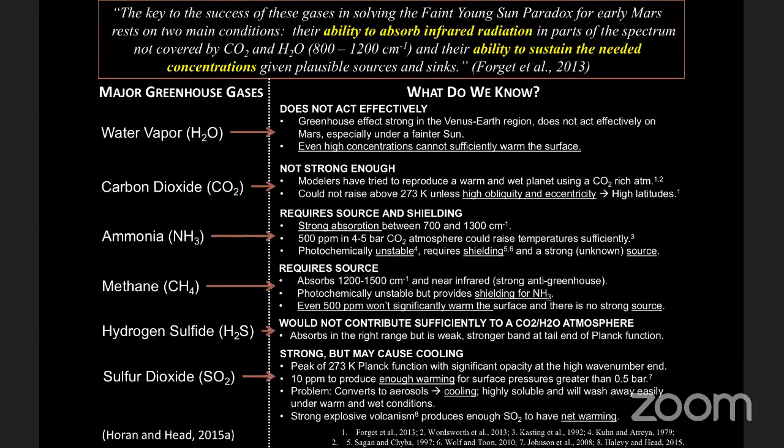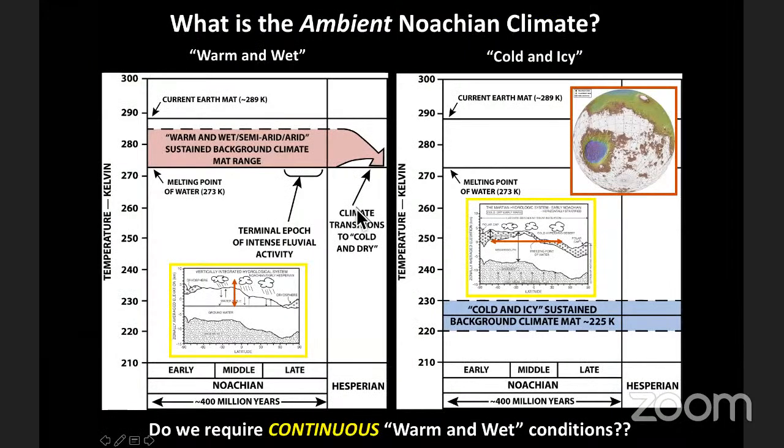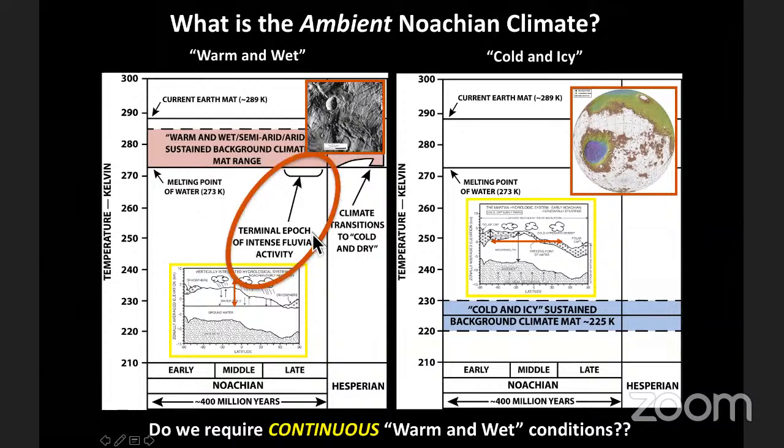We're working on this now. Hydrogen collision-induced absorption, all sorts of things may alleviate some of this, but this is a huge problem. So this led us to think about some other things. Do we require continuous warm and wet conditions? Maybe we don't have to have continuous warm and wet conditions. Maybe it's episodic or periodic. So we took a look in detail at this terminal epoch of intense fluvial activity. This is where we really see evidence for meltwater and runoff, precipitation and runoff.